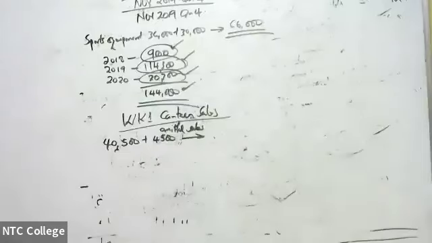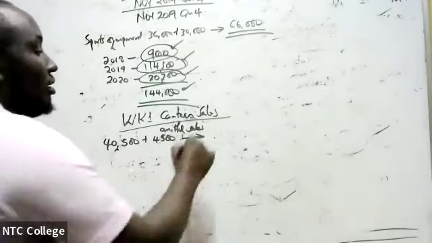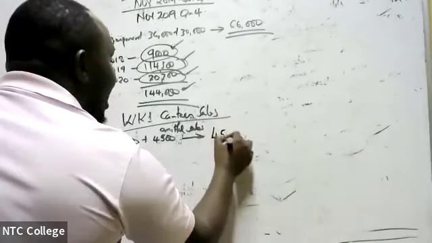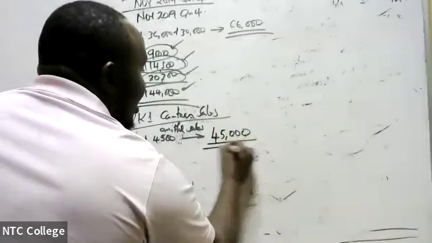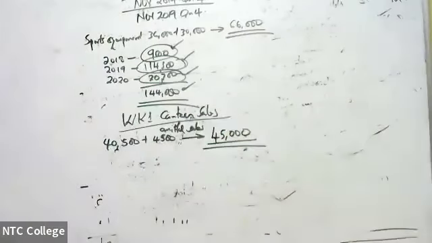45,000. Ni nani anaongea? Elizabeth. I need to find a way of motivating this class. Wamechoka sana.